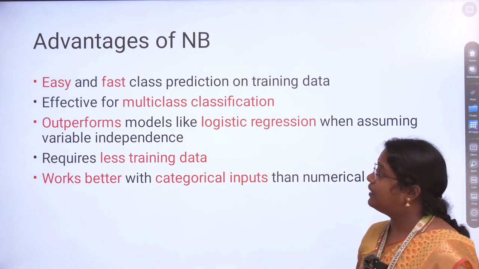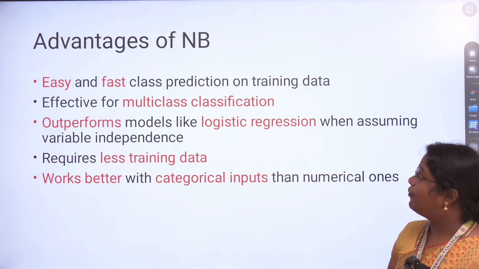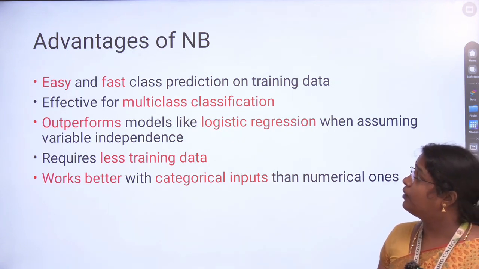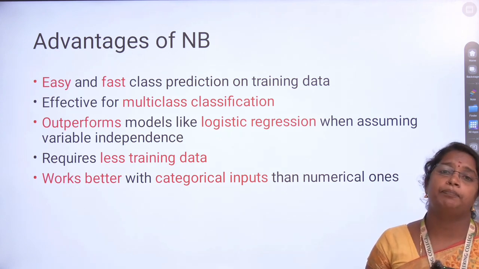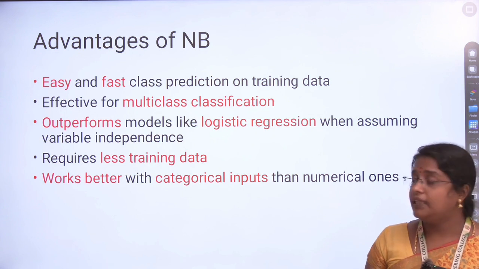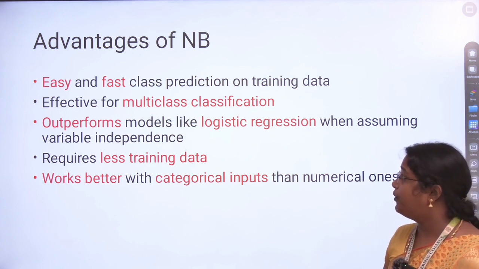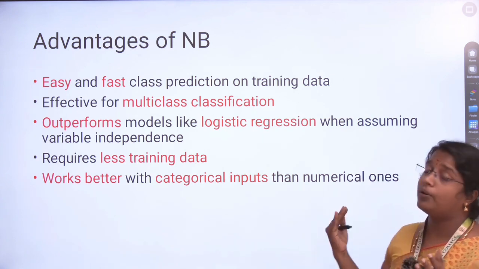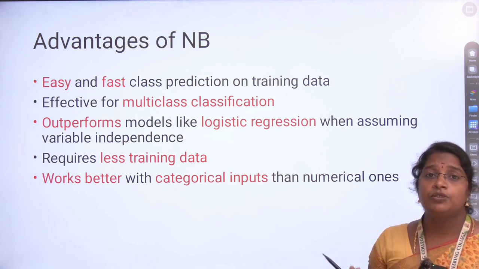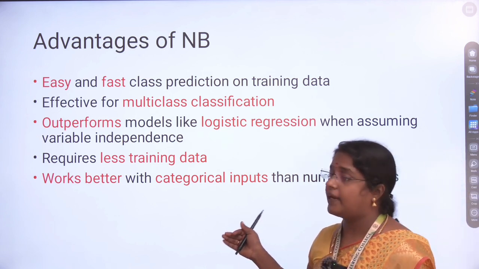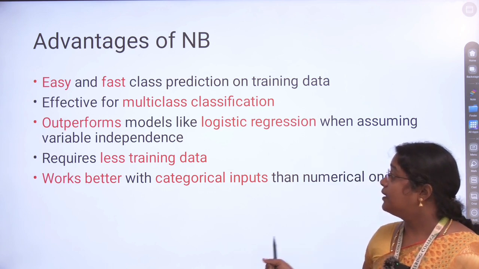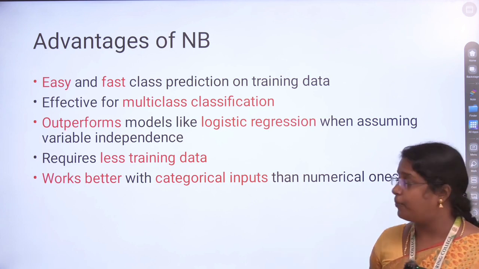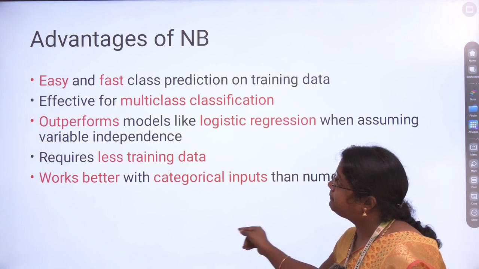Then the advantages of Naive Bayes: it is very easy and fast for class prediction on the training data, and is effective for classification problems. It supports both multi-class and binary classification. It outperforms other models like logistic regression when the variables are assumed to be independent of each other, and it requires less training data. It works better with categorical input than numerical data because it is mostly used for classification problems.